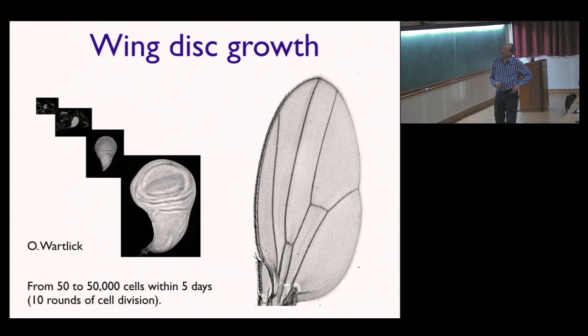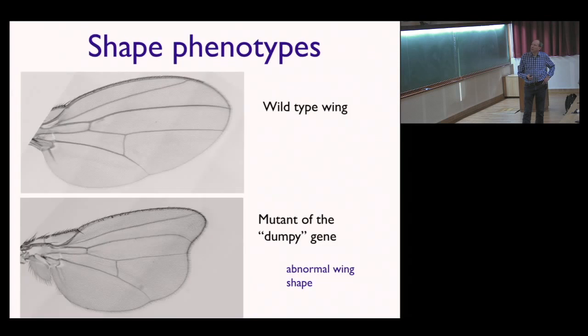The wing disc grows, starting out from only a few cells, about 50 cells that are laid aside initially, and it grows in about 10 rounds of cell division during this larval stage. 10 rounds of cell division is 2 to the power 10, a factor of 1,000, and you end up with about 50,000 cells after 5 days. And at the end, we have a beautiful fly wing, whose characteristic shape is shown here, and below I show you a wing that is malformed because of a mutation in the single gene called Dumpy.